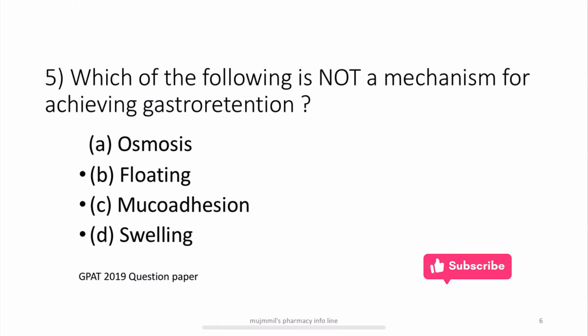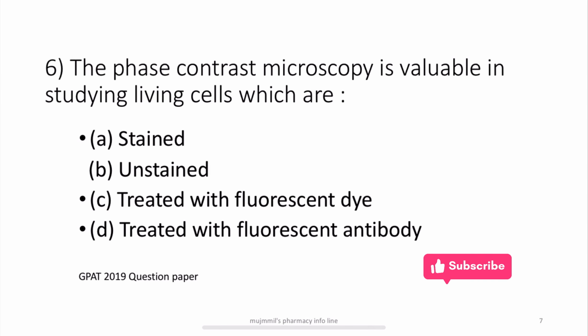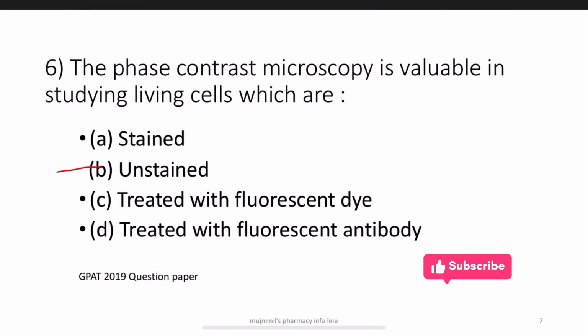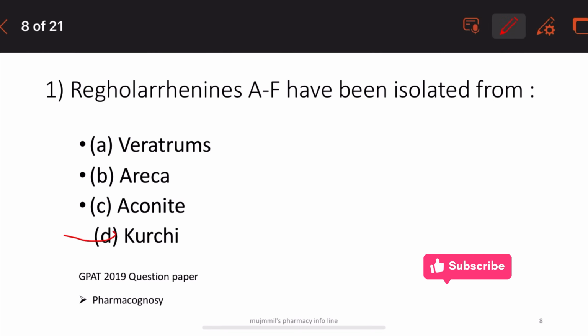Which of the following is not a mechanism of achieving the gastro-retention? The correct answer is option A, osmosis. The phase contrast microscopy is valuable in studying the living cells which are. The correct answer is option B, unstained. Regaloarins AF have been isolated from. The correct answer is option D, Kurchi.